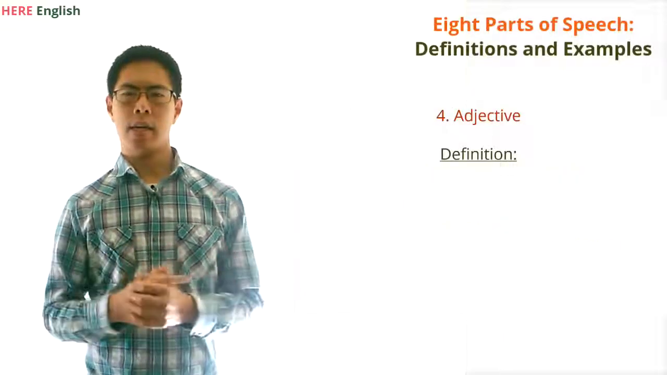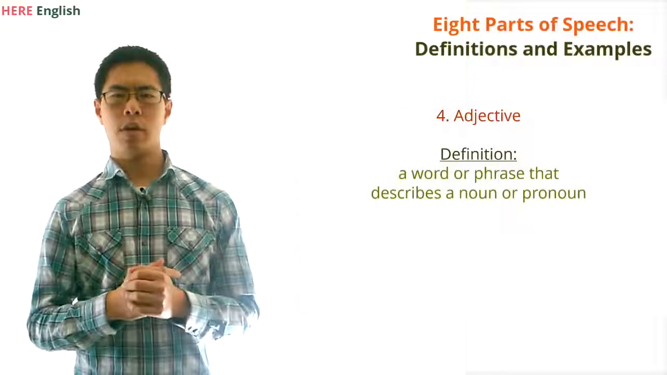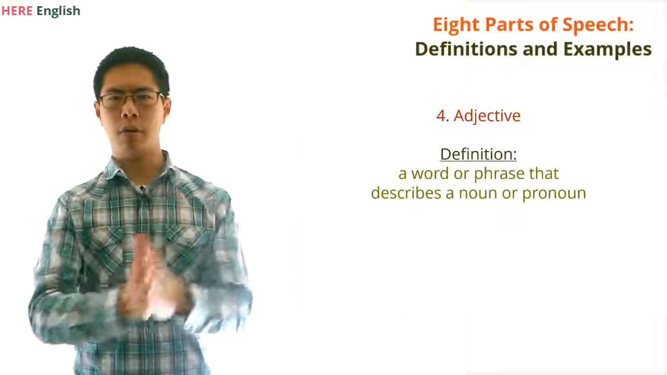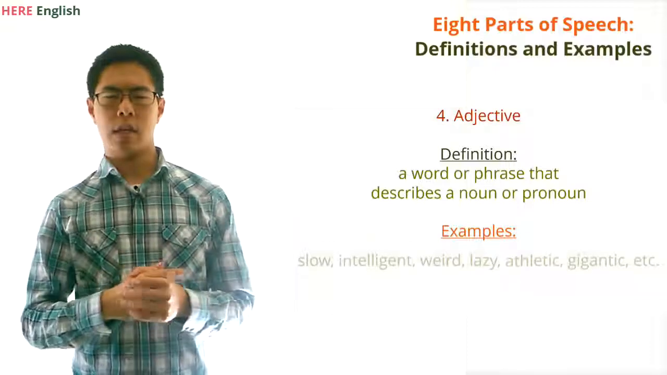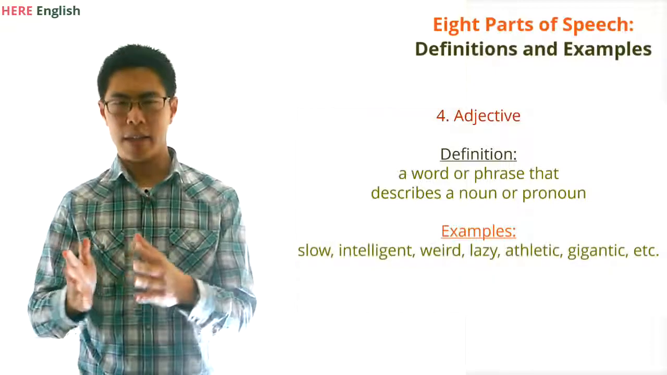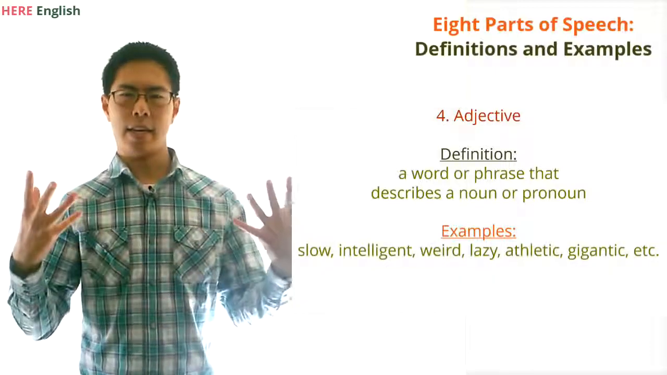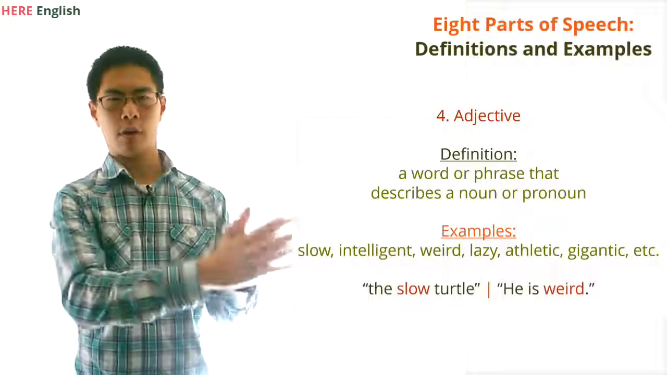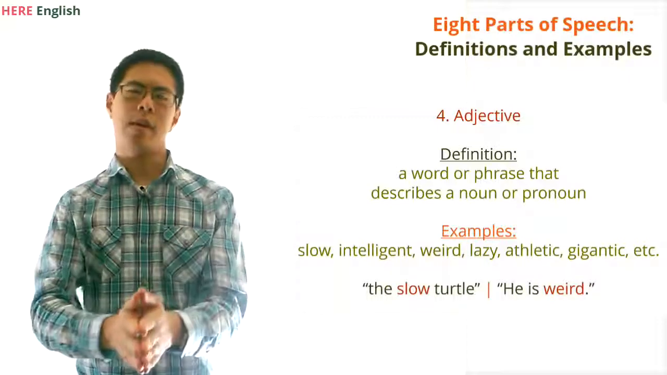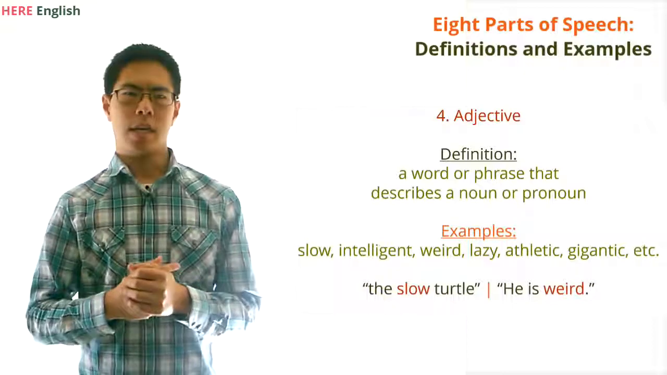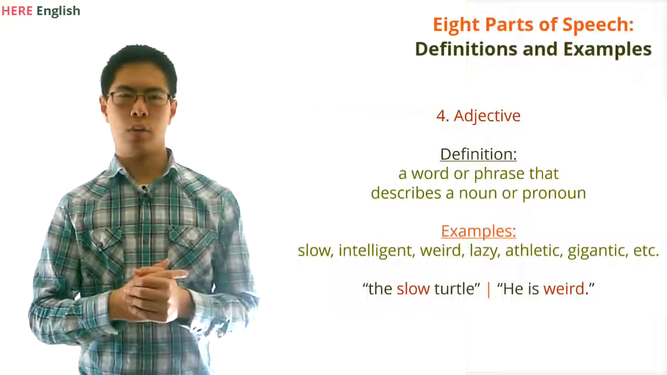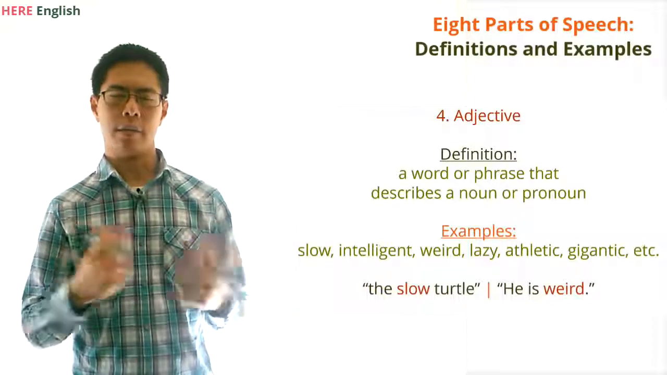Next, let's move on to adjectives. What is an adjective? An adjective is a word or phrase that describes a noun or a pronoun. Here are some examples of adjectives: slow, intelligent, weird, lazy, athletic, gigantic, etc. If we said the slow turtle, the word slow is describing the noun turtle. If we said he is weird, the word weird is describing the pronoun he.